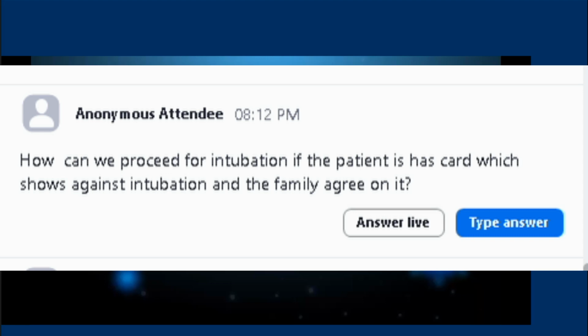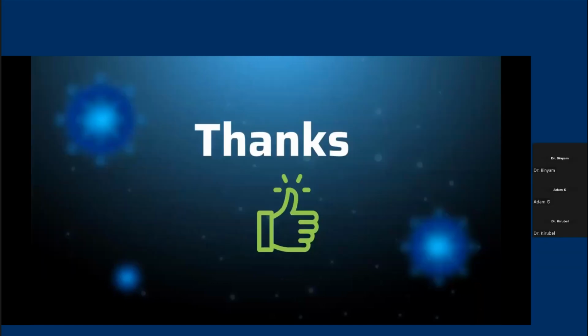Especially in COVID, you will discuss end of life care. The chance of patients dying subsequently due to respiratory failure is high, so end of life care should be done. I think these are the questions.